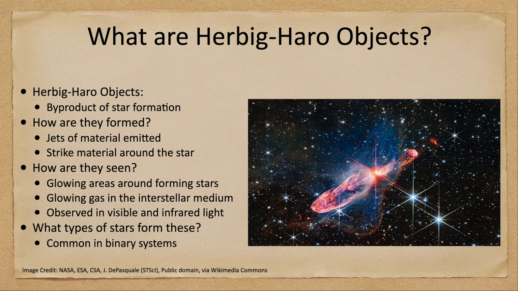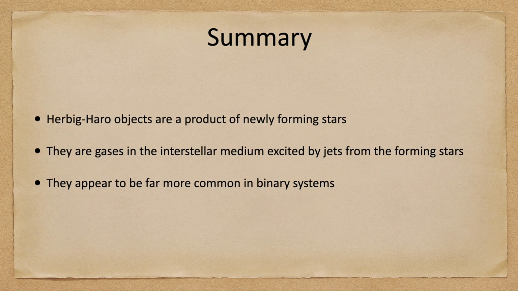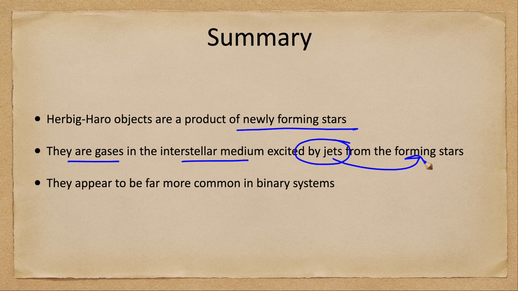So let's go ahead and finish up here with our summary. And what we've looked at today is that the Herbig-Haro objects are a product of newly forming stars. And what they are is gases in the interstellar medium excited by jets of material from those forming stars. So the stars emit the jets which strike the interstellar medium and cause it to glow. And we're finding that they appear to be more common in binary systems than in single star systems.